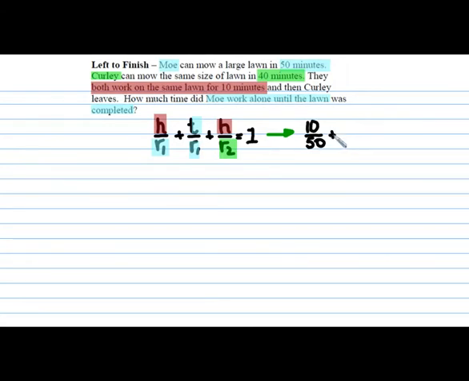Now, Mo is also the one that's going to be left behind, so the time left to finish belongs to him. So it's going to be done at his rate, which is T over 50. And then now we have Curly. He works a little bit faster. He can do the same type of lawn in 40 minutes. Remember, they spend 10 minutes together working, so that'll be 10 over 40. And that entire thing equals one job.